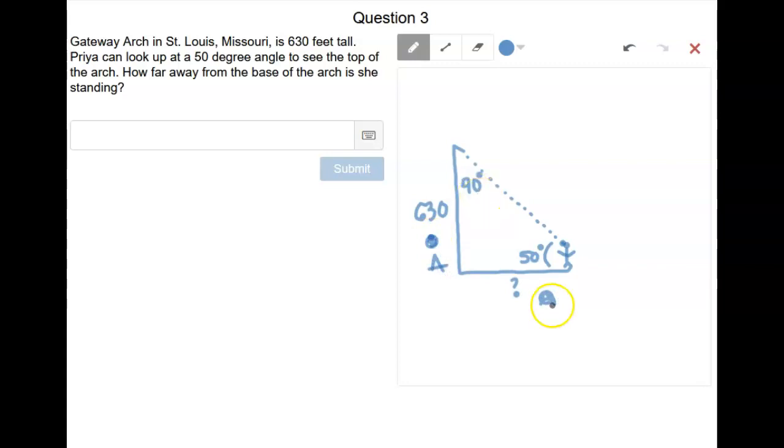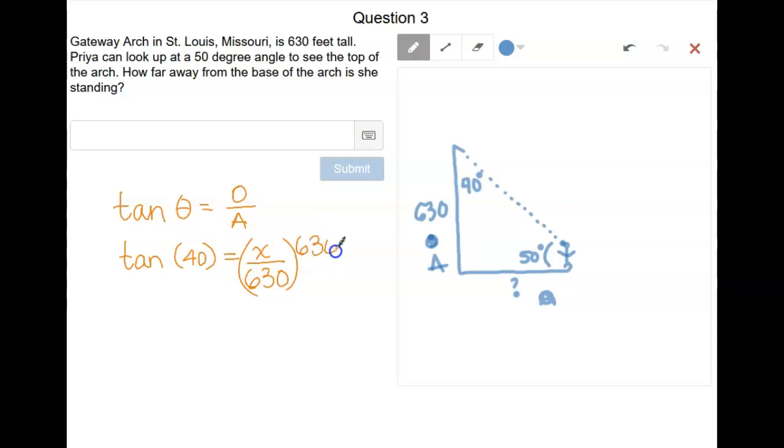If I do the tangent of 40 instead of the tangent of 50, then the tangent of theta is equal to the opposite over the adjacent. So the tangent of 40 is equal to the opposite of 40, which is our unknown, over the adjacent of 40, which is that 630 feet. The first thing I'm going to do is multiply both sides by 630 to get rid of this denominator. So x is equal to 630 times the tangent of 40.